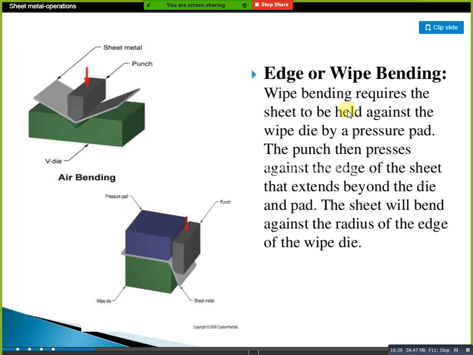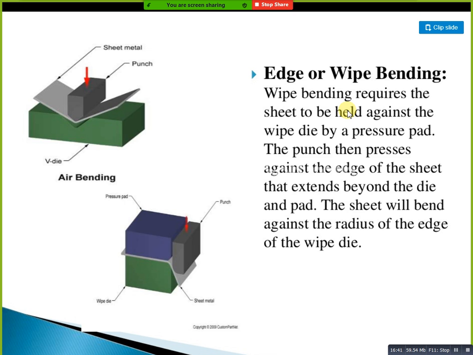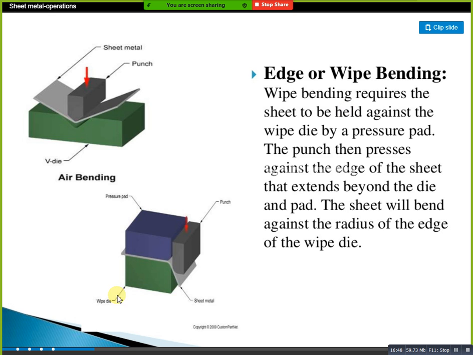Okay, for example, this is a wipe die. You can mention your sheet here, how much portion you need to bend, that much portion you can mark and place on your wipe die. After that, you can mention your pressure pad on your sheet, meaning for holding purposes. After that, you can run your punch and it automatically bends like this.